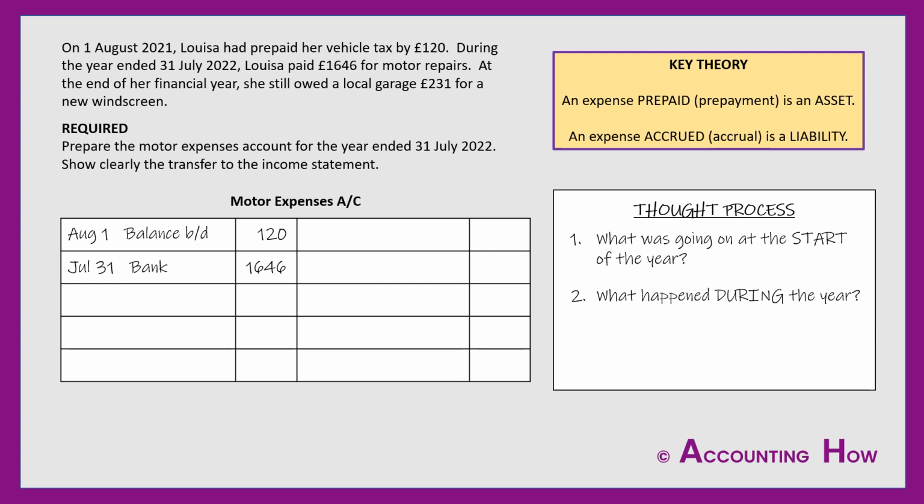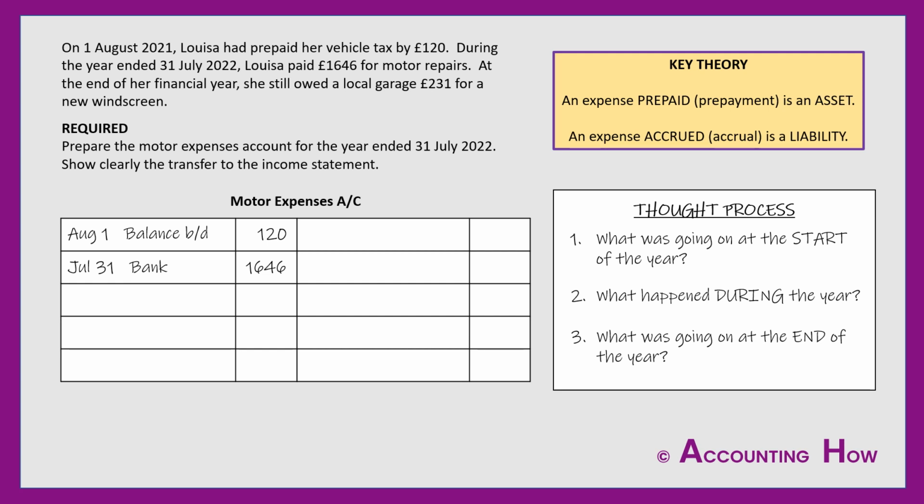And the final question I'm going to think in my process is what was going on at the end of her financial year? What was the situation at the end? And again, if I go back to the question, I can see at the end of her financial year, she still owed a local garage £231 for a new windscreen. So she's got a bill that she hasn't yet paid, but she's had that new windscreen during this financial year, and now I need to record it into her accounts correctly.